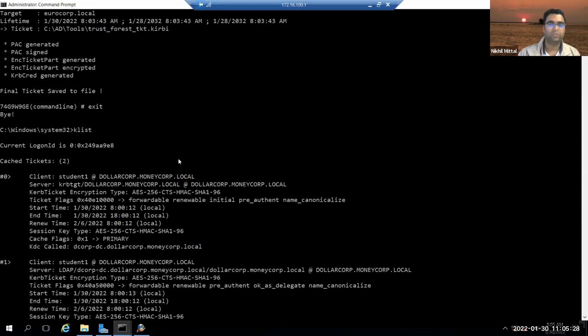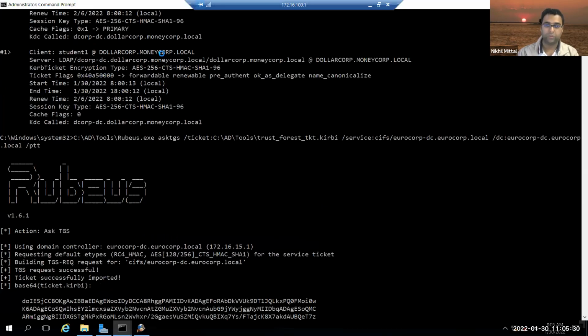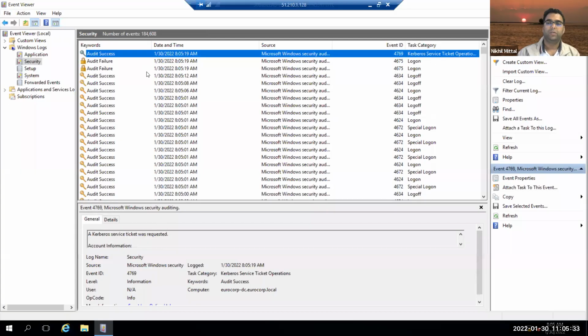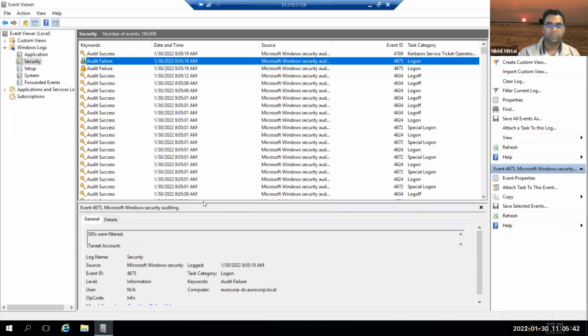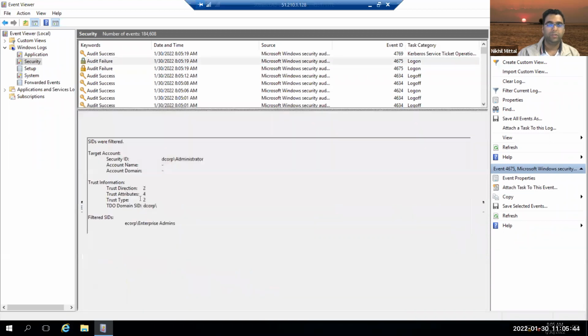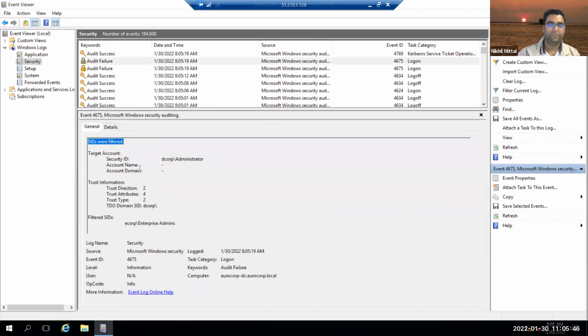Now, what would the logs on EuroCorp DC show? Among other things, look at these two audit failures, 4675. 4675 is SIDs were filtered. Who requested those SIDs? The administrator of our domain. The SIDs that were filtered were the EuroCorp enterprise admins. This is how SID filtering works.